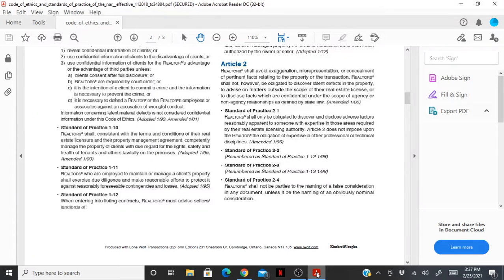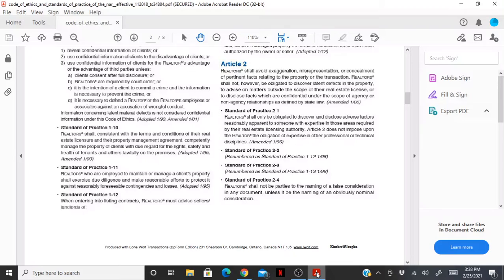So Article 2 states realtors shall avoid exaggeration, misrepresentation, or concealment of pertinent facts relating to the property or the transaction. Realtors shall not, however, be obligated to discover latent defects in the property, to advise on matters outside the scope of their real estate license, or to disclose facts which are confidential under the scope of agency or non-agency relationships as defined by state law.